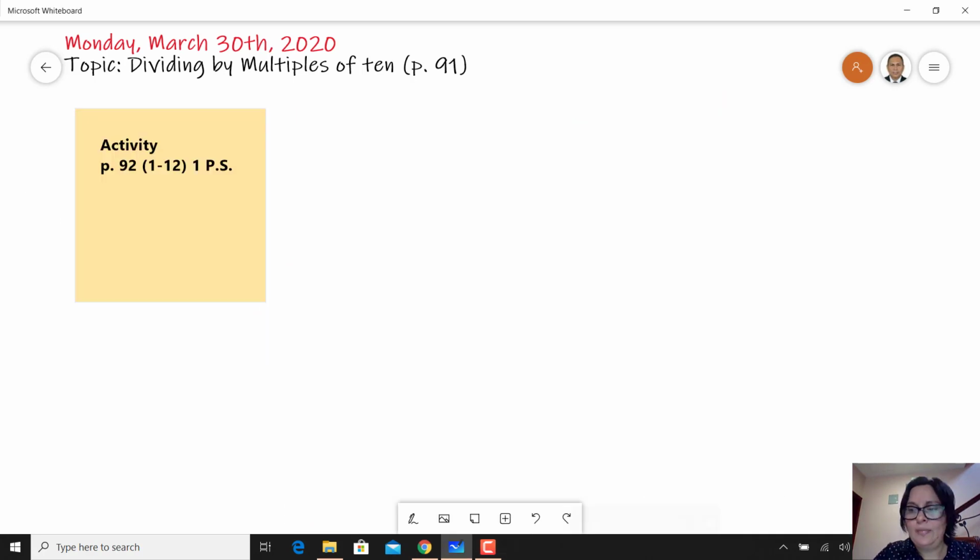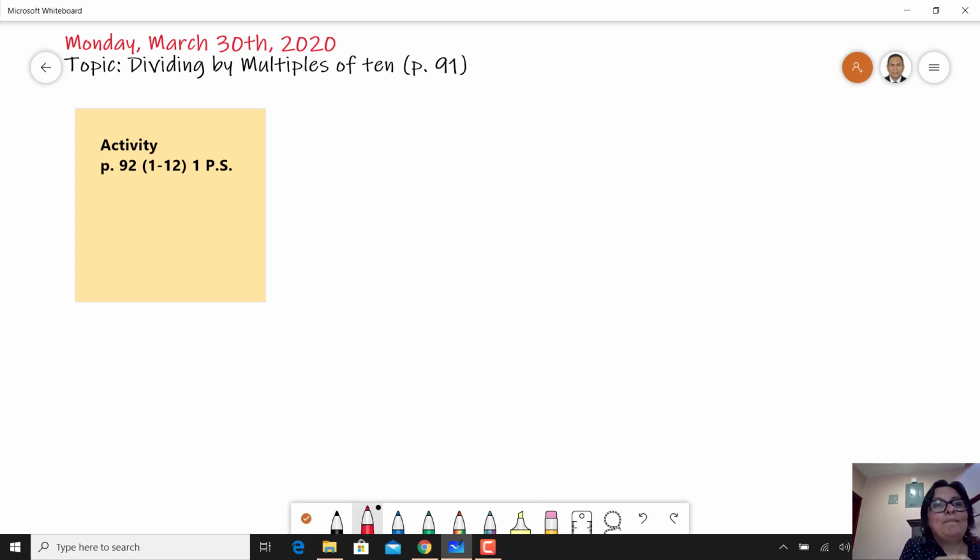So now, the activity that you are going to do is page 92, exercises from 1 to 12 and 1 problem solving. Remember the process in your notebook, the answers in your book. Send me both of them, pictures of your notebook and a picture of your book with the answers. Work on that, and I hope you understand the topic, and I will be waiting for your exercises being done.